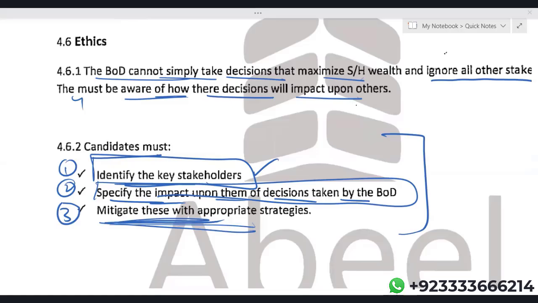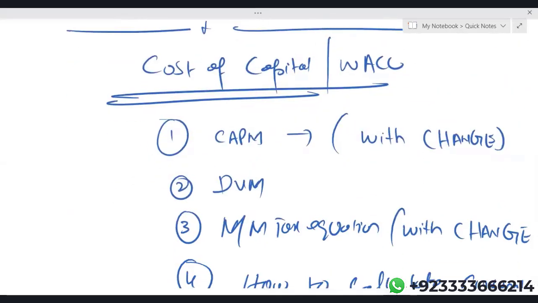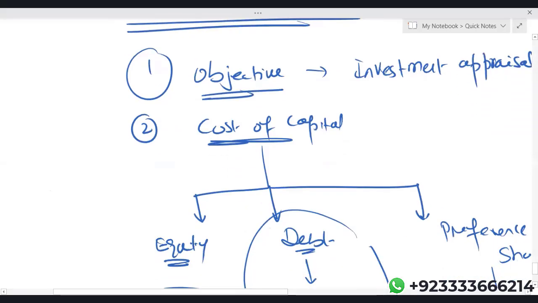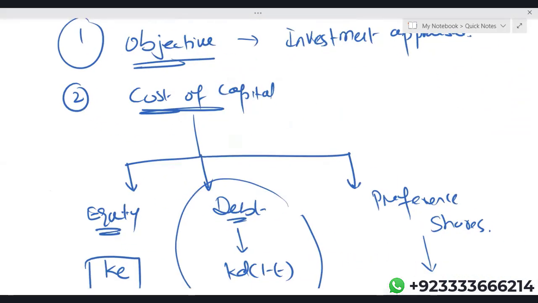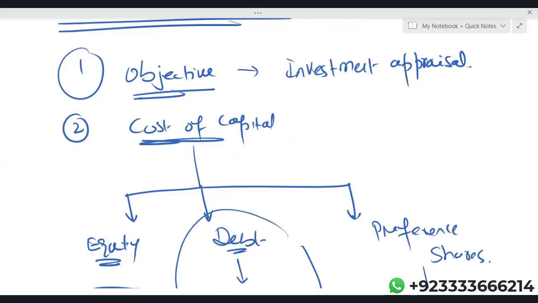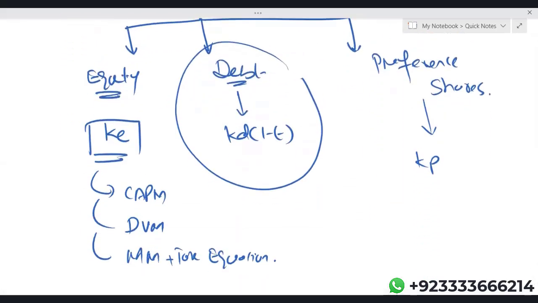All is okay, alhamdulillah. We have started the topic cost of capital. The objective of cost of capital, we know, is simply investment appraisal. If there's no investment appraisal situation, there's no need to calculate cost of capital. The second is the meaning and interpretation of cost of capital, which is simply cost of financing. We can raise finance in the form of equity, with cost Ke, debt Kd(1 minus T), and preference shares Kp.